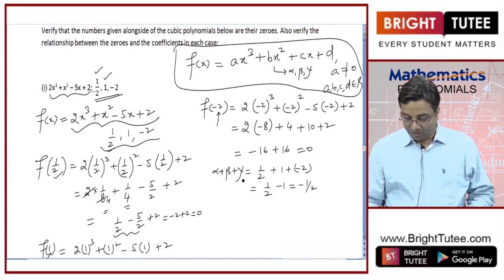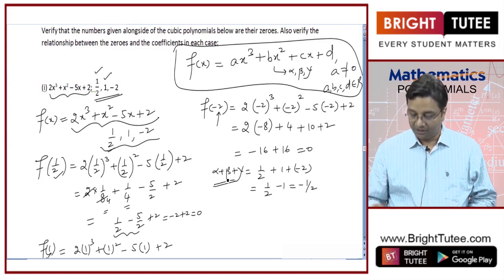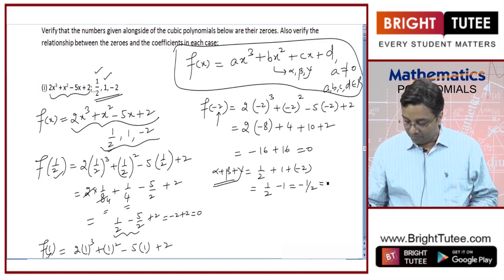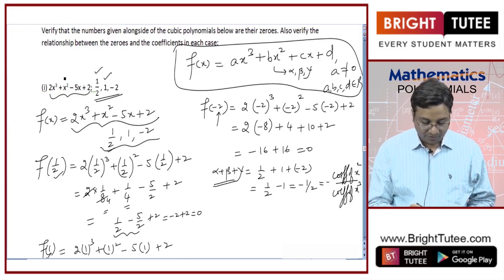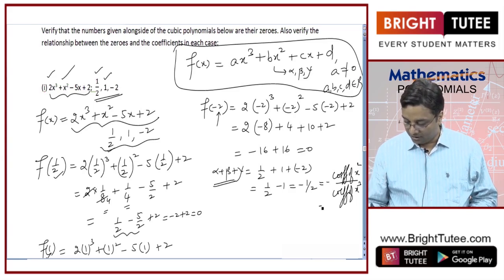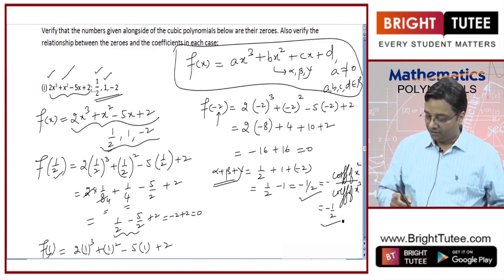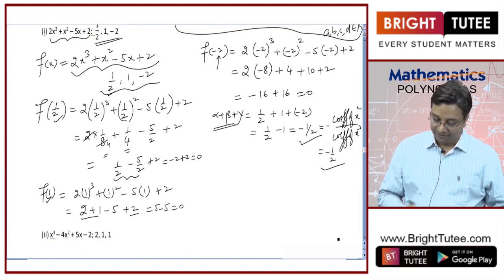Right? And to verify whether it verifies the relation or not, what is alpha plus beta plus gamma? It should be equal to negative coefficient of x square by coefficient of x cubed, right? And what is coefficient of x square here? It is 1. What is coefficient of x cube? It is 2. So it should be equal to minus 1 by 2, which is correct. So alpha plus beta plus gamma is minus 1 by 2 and the relationship is verified.